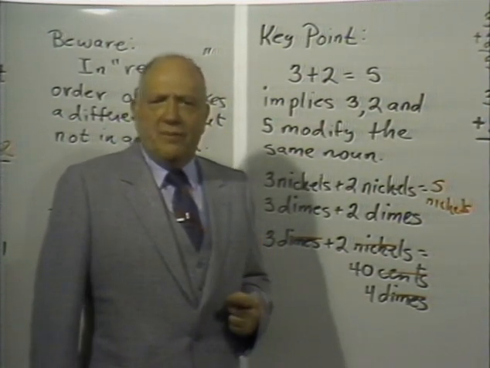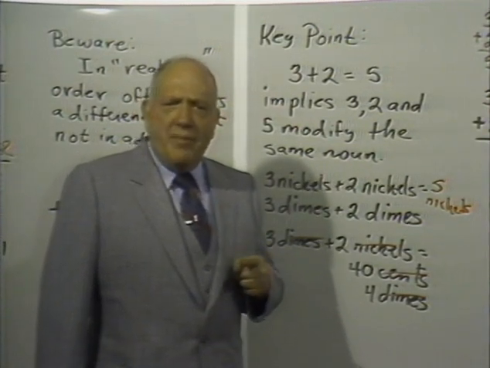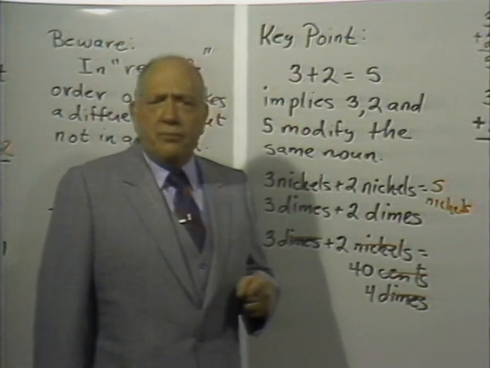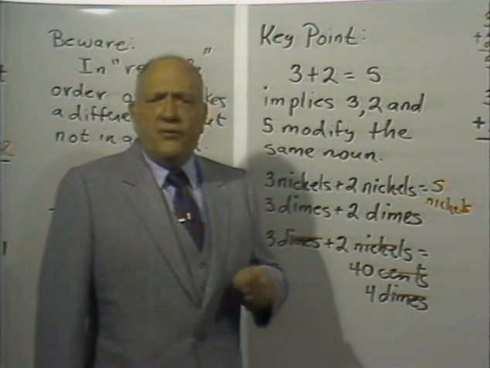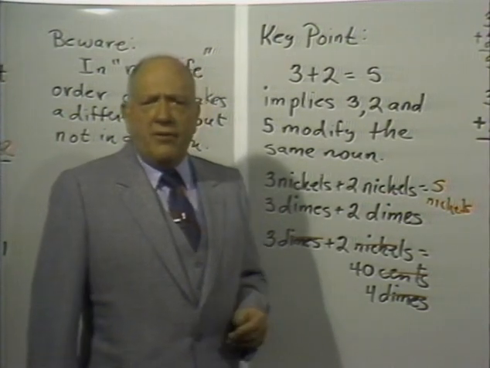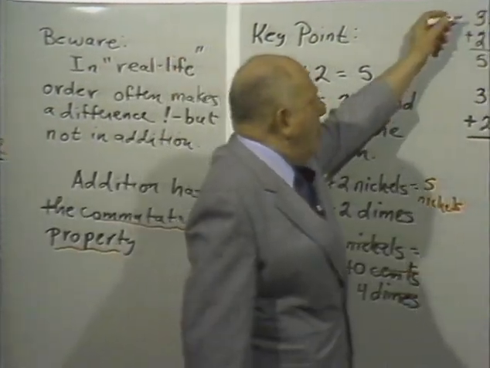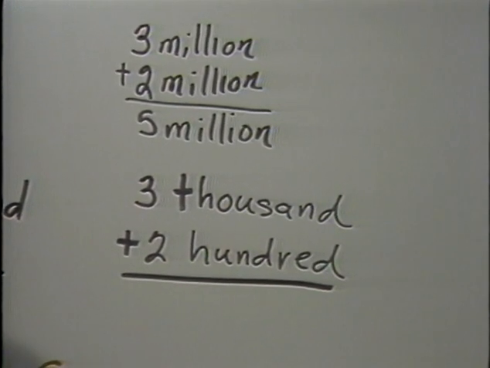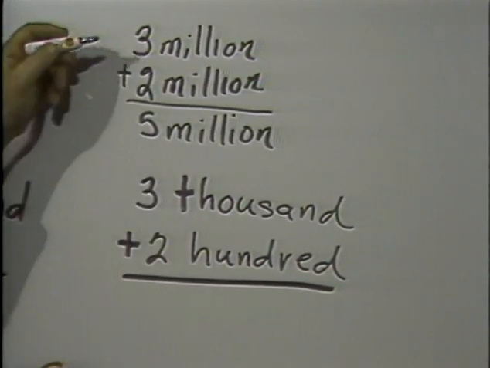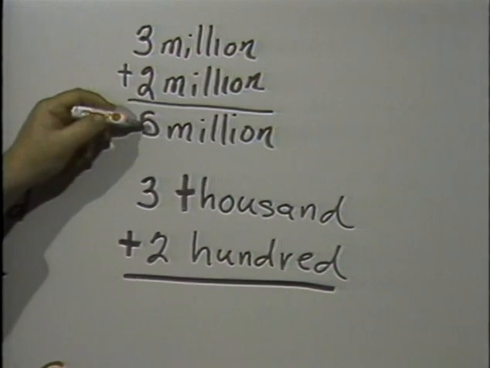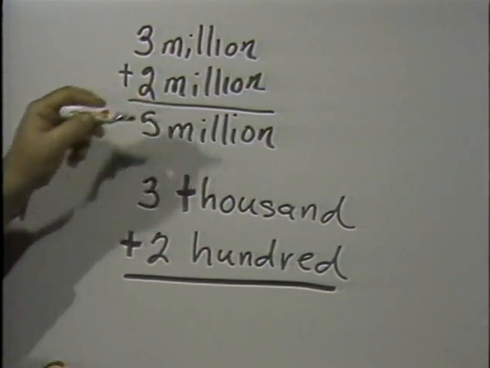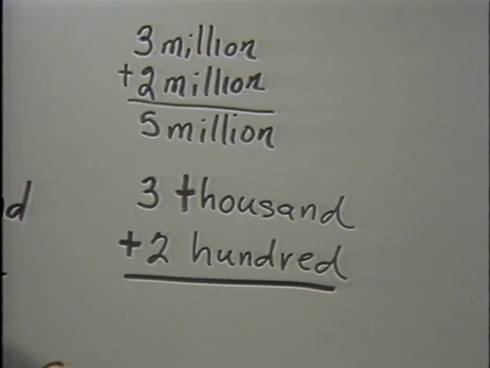And you may say, well, why is that so important? Well, the reason it's so important is that if you keep that in mind, once you know that 3 plus 2 is 5, you now virtually know millions of number facts. For example, you now know that what? 3 million plus 2 million is 5 million.